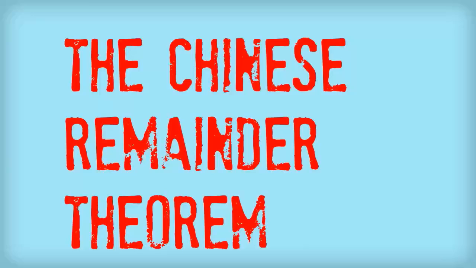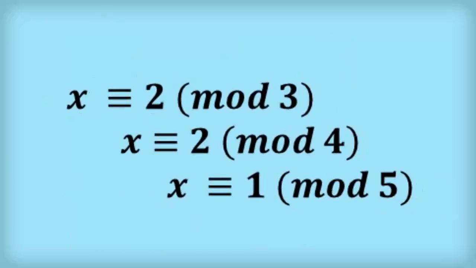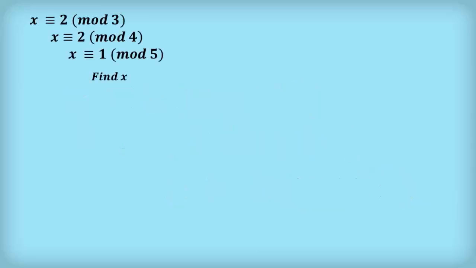Today, the Chinese remainder theorem, made easy. Here's a typical problem. X is equivalent to 2 mod 3, X is equivalent to 2 mod 4, and also X is equivalent to 1 mod 5. Find X.